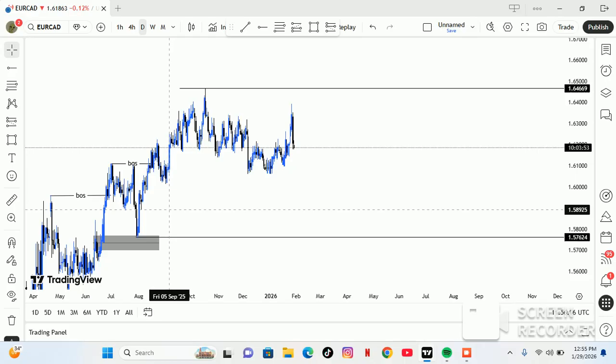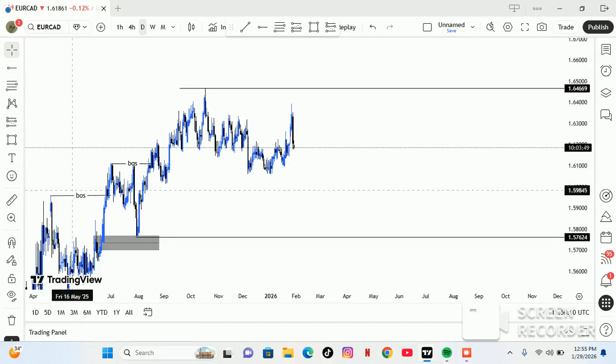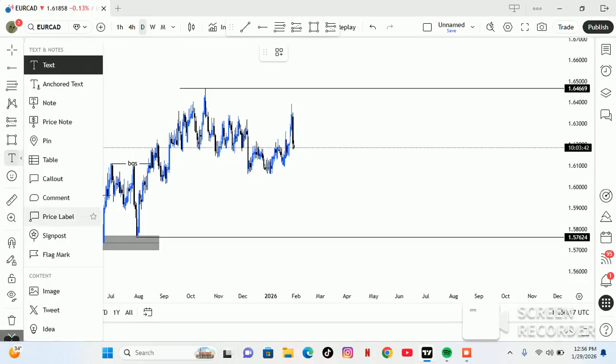Instead, the market gave me a zone. So what did I mean by a zone? After this market has broken this high here, let me find something, so you guys can see what I'm saying.